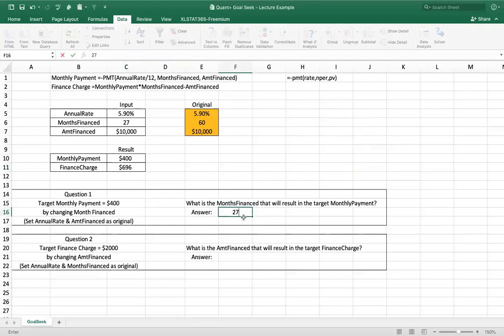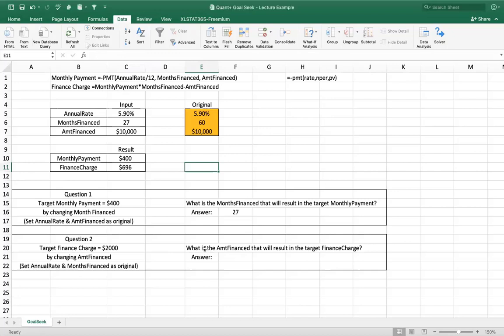So this is what I mean when I like to call Goal Seek an algebra calculator. The math that you usually have to do on paper, solving it by writing out the equations, you can just do in a few seconds with Excel's what-if analysis. It just does it all for you in a few moments.